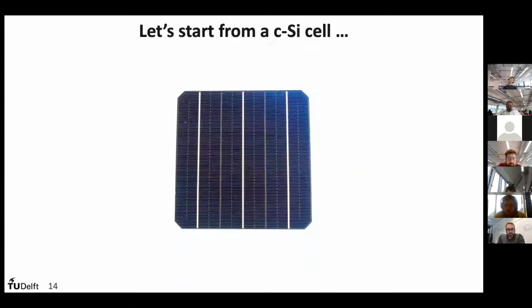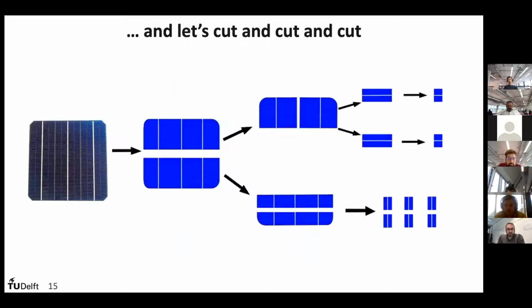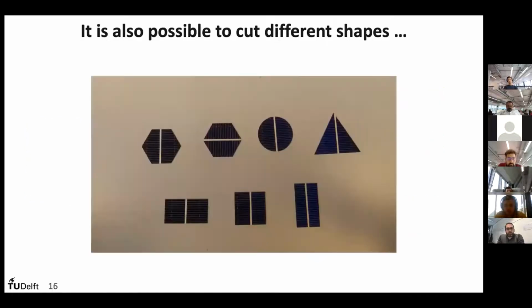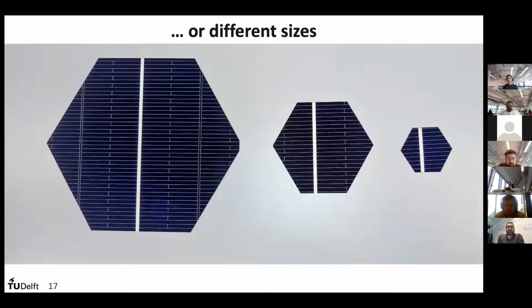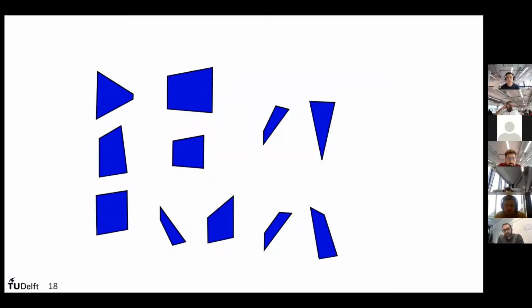How can we do this? Well, let's start from a single crystalline silicon cell. We can cut it and then cut it again and cut it again, and we can make it in small pieces. The shape of the pieces can be different, as you can see on this picture, and we can also make the same shape of different sizes. So it means that we can create many different shapes of many different sizes.